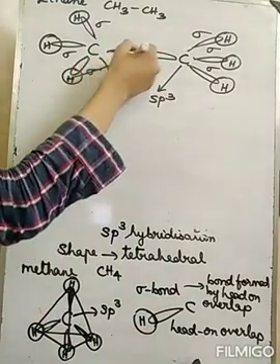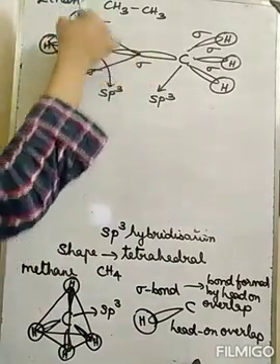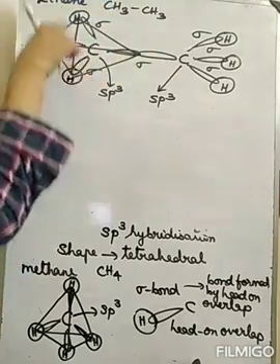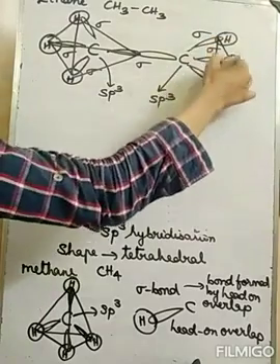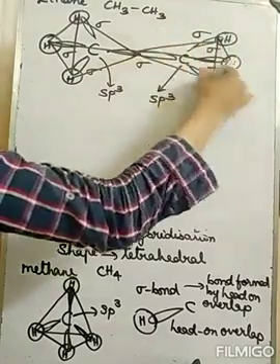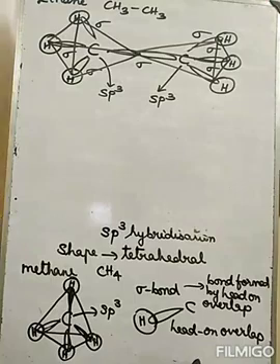So if you join this like this, the carbon is getting a tetrahedral shape. And if you join like this, here also the carbon is getting a tetrahedral shape.